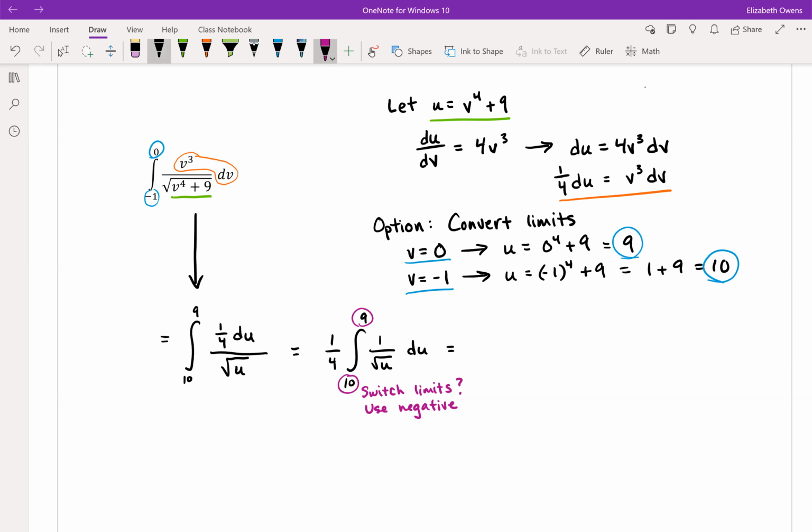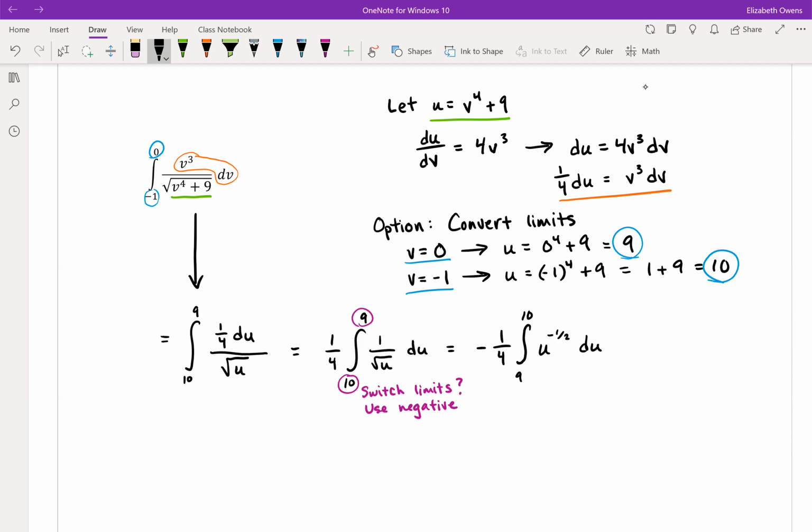Okay, because remember that property was the integral from b to a of whatever is going to be the negative of the integral from a to b of the same thing. That's the property we're using here. You multiply by a negative. So you can stick a negative out front here, -1/4, and then you could put the limits going from 9 to 10. That's fine. Or you could leave them from 10 to 9. Either way actually works.